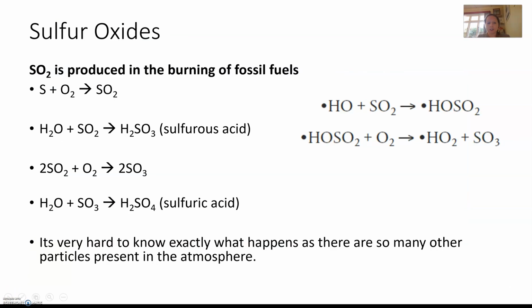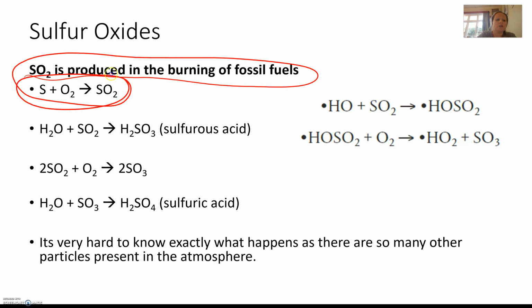There are lots of equations on this page. You don't need to know all of them. I just highly recommend memorizing the easiest ones for you, but this is showing you the reactions. So SO2 is produced from the burning of fossil fuels. Now, I do think you should know that, okay? That's one of the biggest things, and it's one of the biggest pollutants. Sulfur is actually often in the coal that is burnt. So sulfur plus oxygen forms SO2.